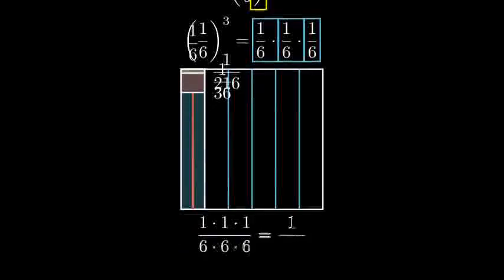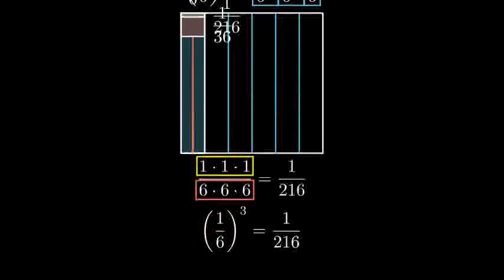Let's solve this step by step. In the numerator, we multiply 1 times 1 times 1, which gives us 1. In the denominator, we multiply 6 times 6 times 6, which is 216. Therefore, 1/6 cubed equals 1 over 216.